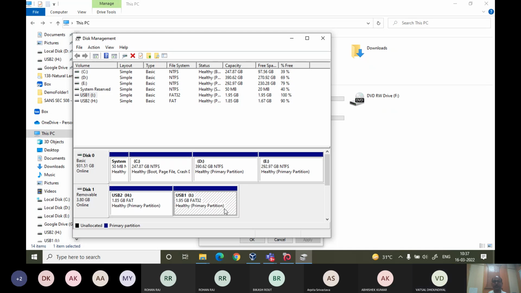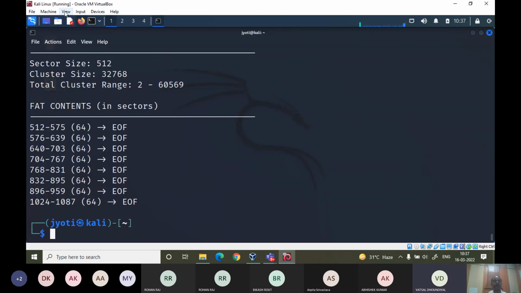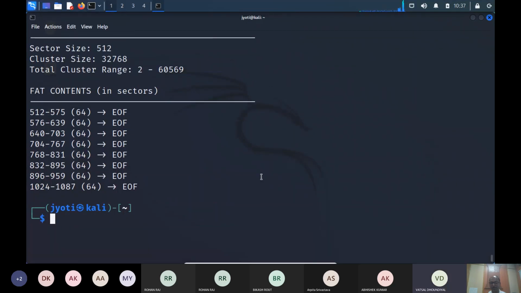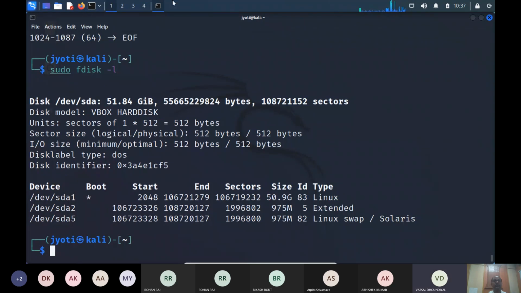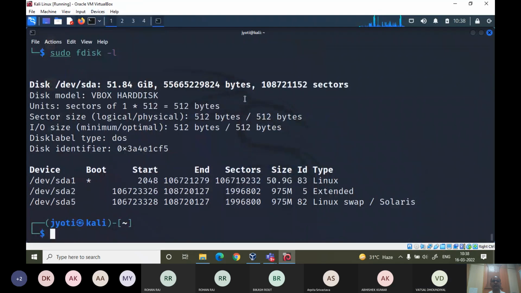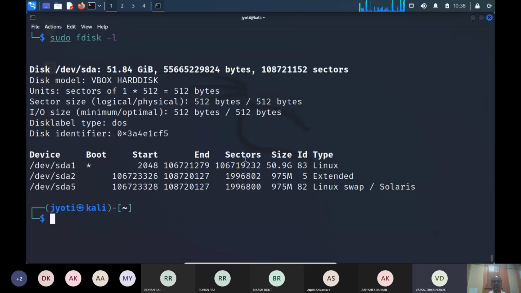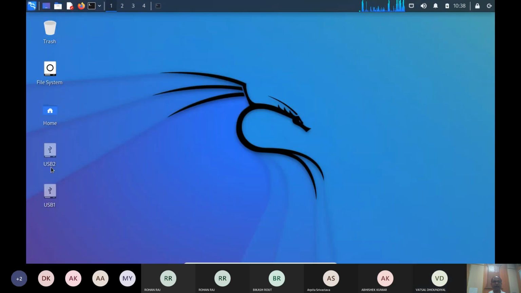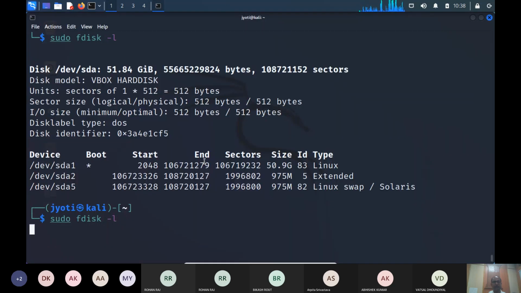Now let us come to this Kali part. So in Kali, now I'm coming to Kali. So in Kali, if I use the command fdisk, I can see. So now I have to accept this one in Windows. Devices, USB flash drive. So those two flash drives are here. So now we have USB 1, USB 2, and then you can just issue this fdisk -l.